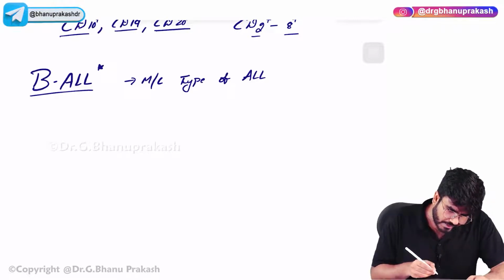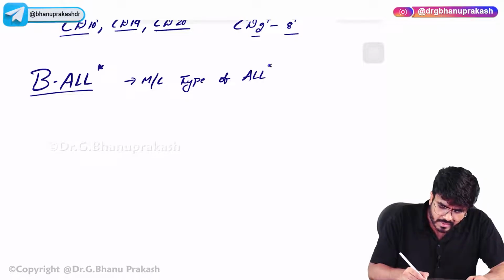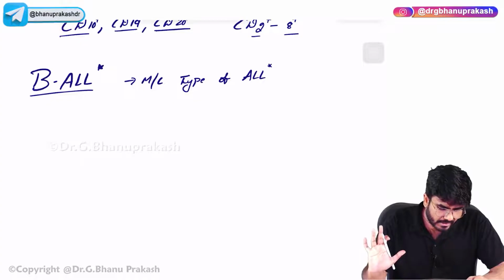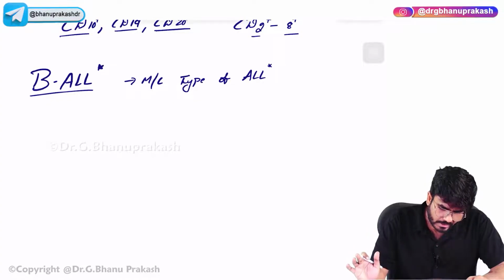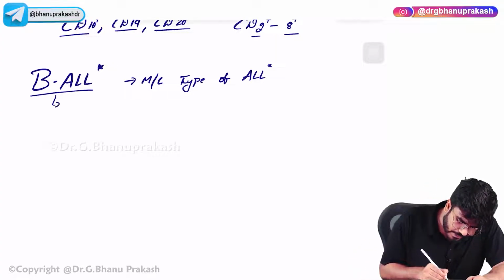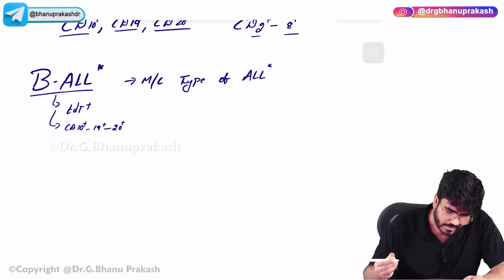Now, it is having a very good prognosis when compared to the other. The prognosis is based on different cytogenetic mutations that we will discuss. But BALL is the most common type of ALL. The BALL cells are going to express TDT positivity, as well as markers CD10, 19 and 20 positivity.